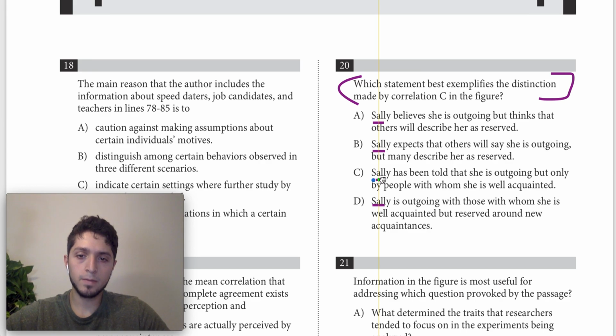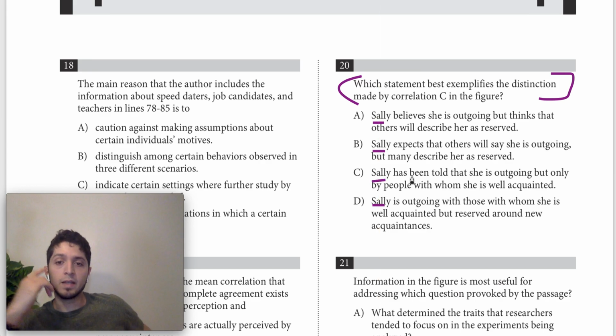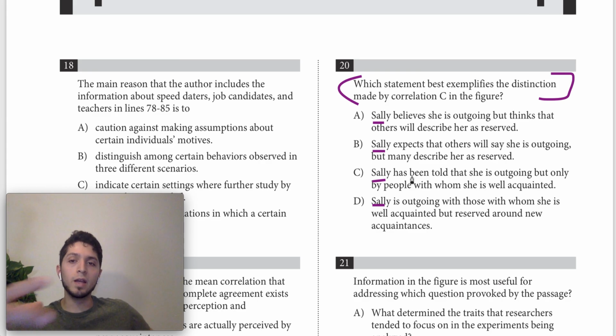Okay, relax. We have to figure out in which scenario here is going to exemplify this distinction. Again, the distinction is between the way that I think other people will see me versus how other people actually see me. So A says, Sally believes she is outgoing, but thinks that others will describe her as reserved. So this is the distinction between how she thinks about herself, like, I think I'm outgoing, but I think that other people will think I'm not outgoing.